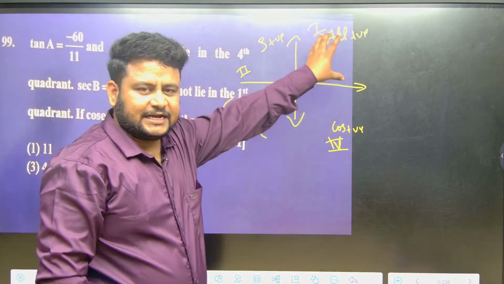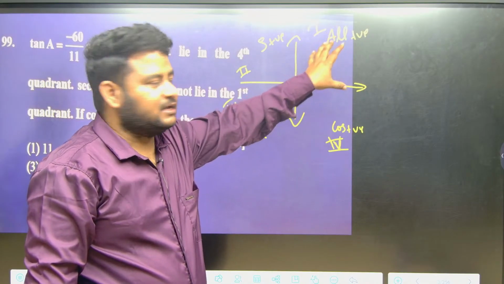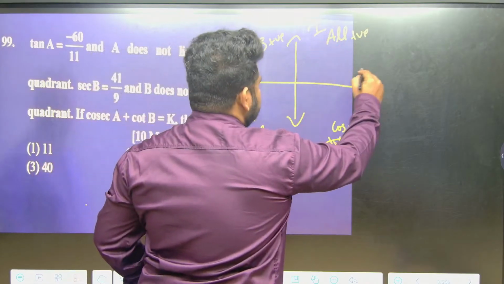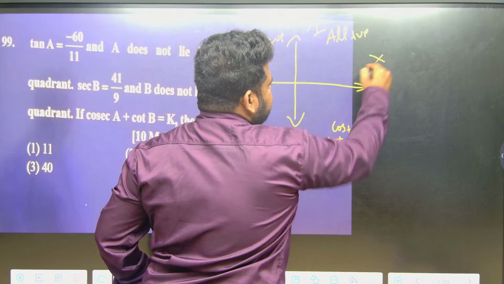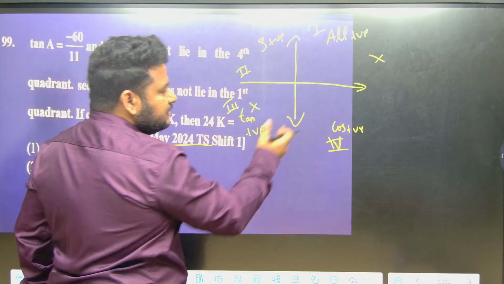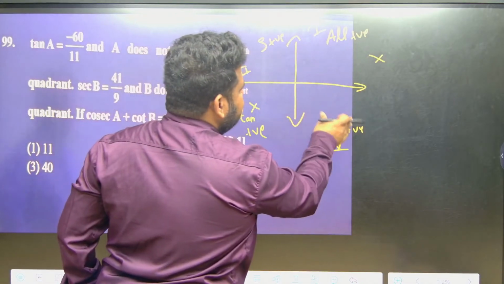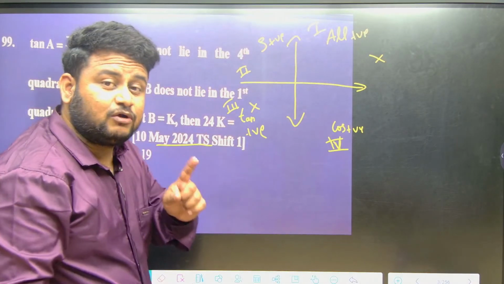See, it cannot be negative in the first quadrant. Tan is positive here. Everything is positive in the first quadrant, so tan cannot come here. Tan cannot come in the third quadrant either, because tan is positive in the third quadrant. And they are telling A does not lie in the fourth quadrant, means A should lie in the second quadrant. There only tan is negative.